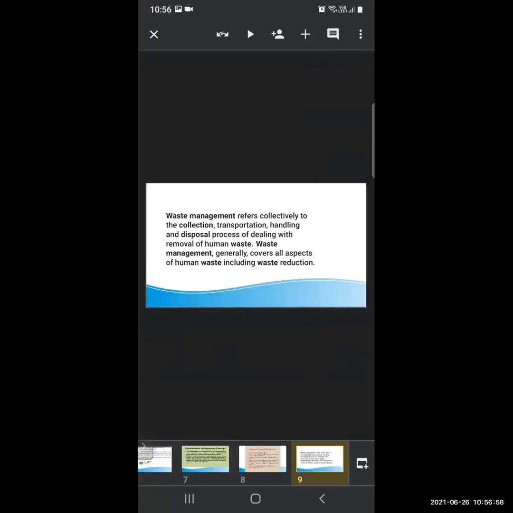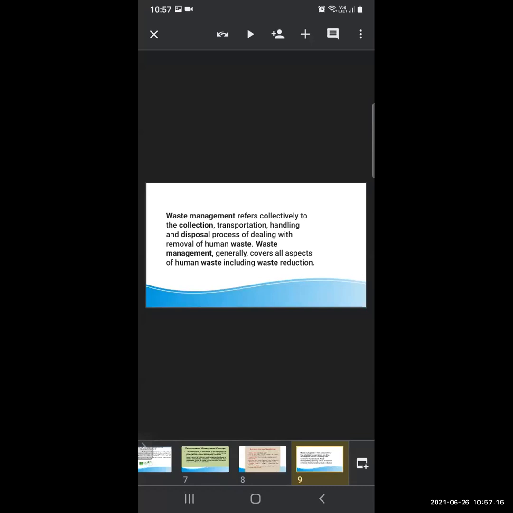Waste management refers collectively to the collection, transportation, handling, and disposal process of dealing with the removal of human waste. Waste management generally covers all aspects of human waste, including waste reduction.